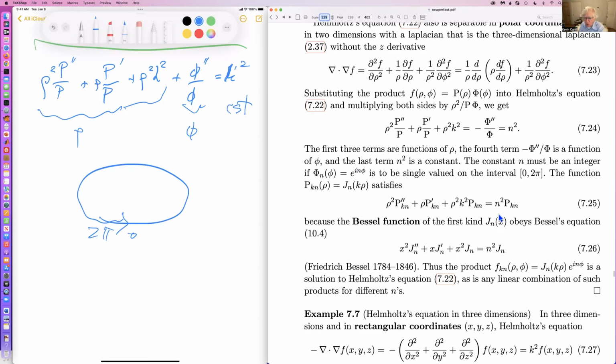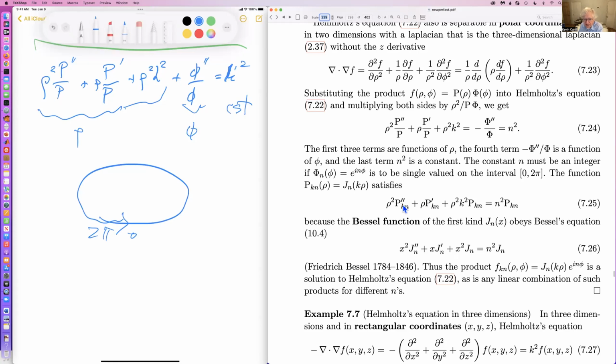And so our equation at that point becomes rho squared p double prime plus rho p prime plus rho squared k squared p_kn equals n squared of p. Actually, I was calling it rho because it's capital Greek rho.